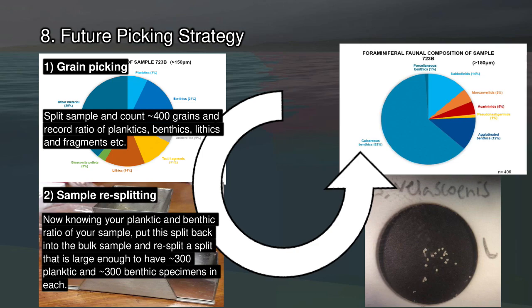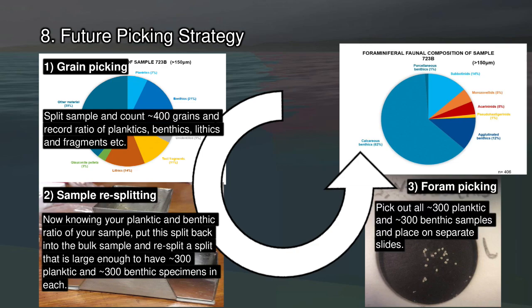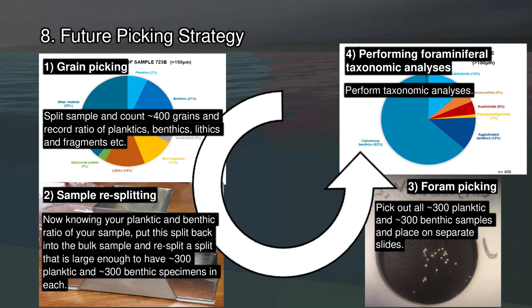So when you come to count the 300 you need of each different type of foram, you actually know that you'll need maybe twice as much or three times as much, judging by using the ratio you've just counted. After that, you undertake the foram picking. You pick out all your 300 planktics, your 300 benthics, and place them on separate slides. Only after that do you then go to those separate slides and perform your taxonomic analysis.